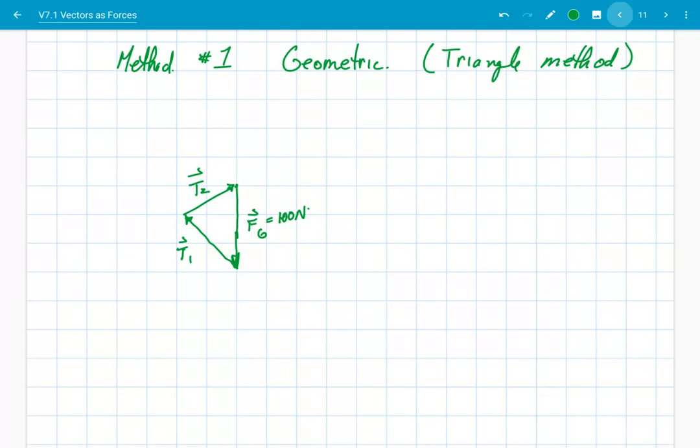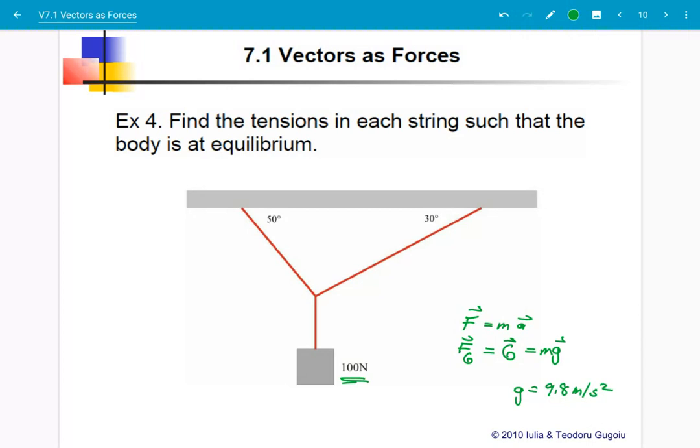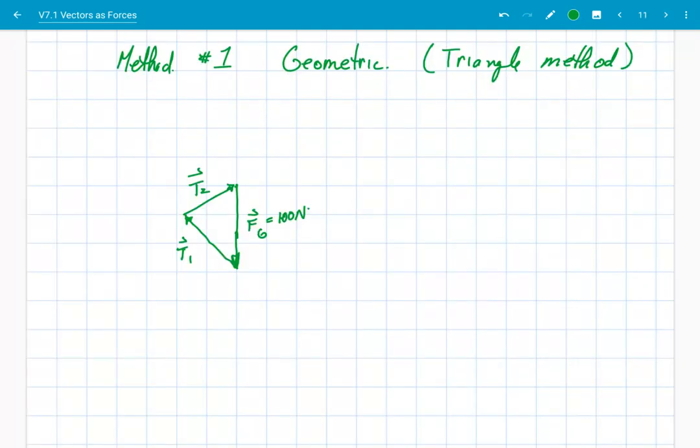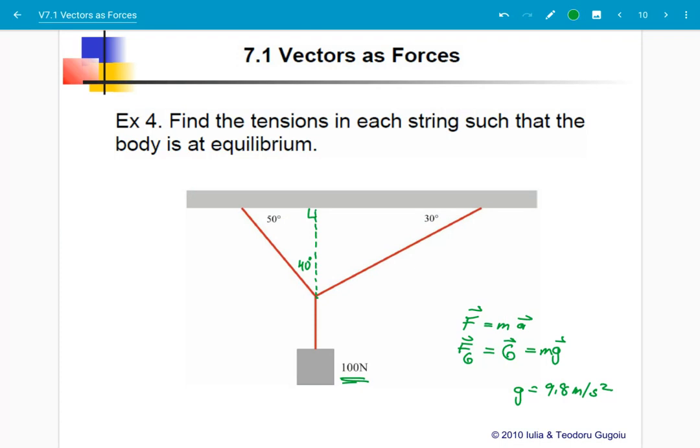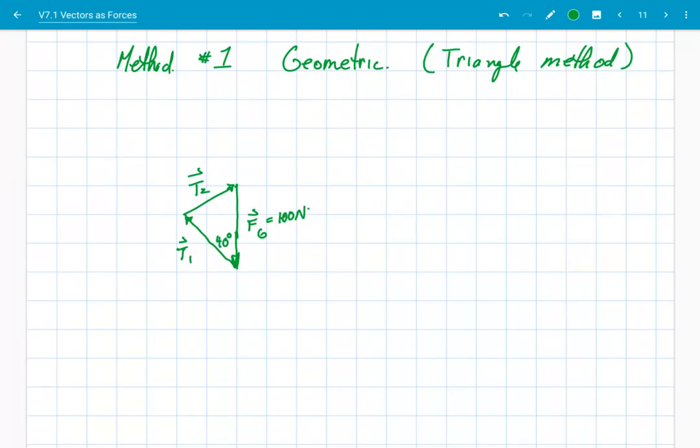We need some angles. So if I just look at this, draw a vertical in here, that support at the top is horizontal. This has to be 40, right? 50 plus 40 plus 90 is 180. So I'll add that in. So this is 40. This angle to the vertical is 30, so to the horizontal is 30. To the vertical then is 60. So let's see what we can add in on this one here. 60 to the vertical. There we go.